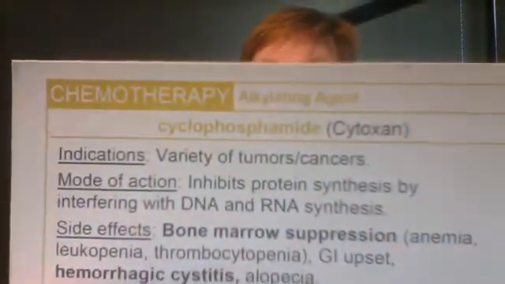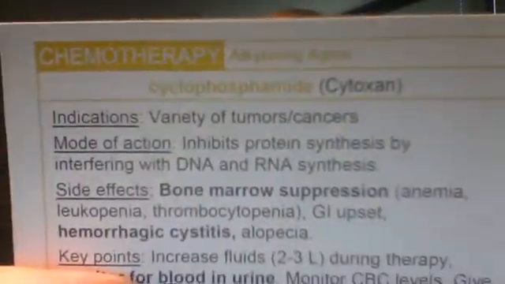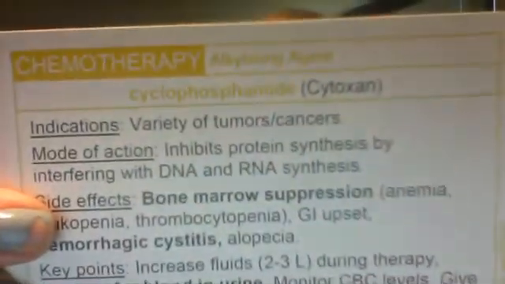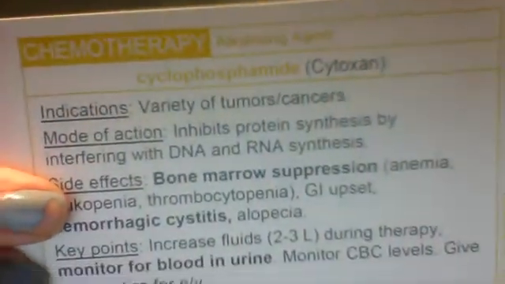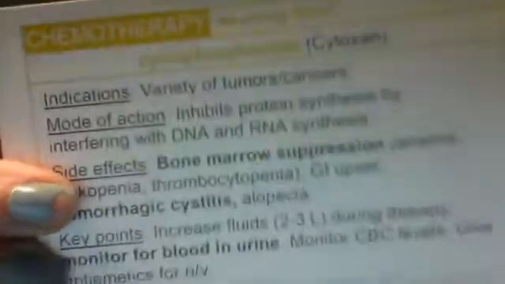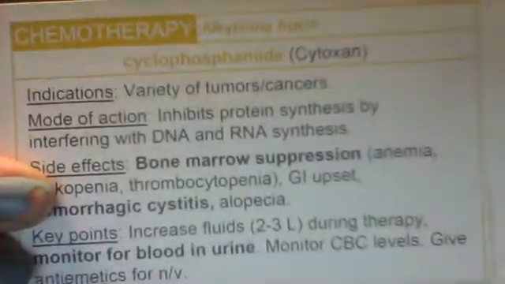Cyclophosphamide. Alright, so cyclophosphamide is a chemotherapy alkylating agent, and if you want to remember the fact that this is a mustard, it's like mustard gas, so that's a yellow card, so think of mustard. And the way cyclophosphamide works is that it inhibits protein synthesis. It cross-links certain things in the DNA, and it causes cell death.